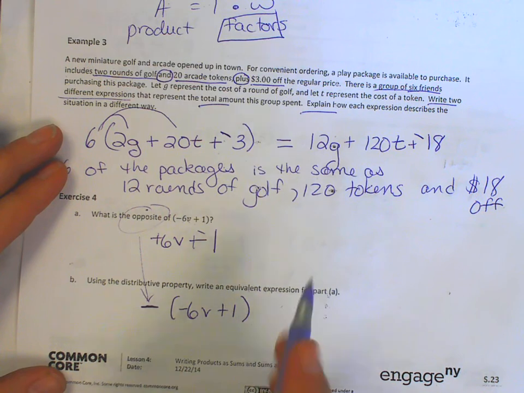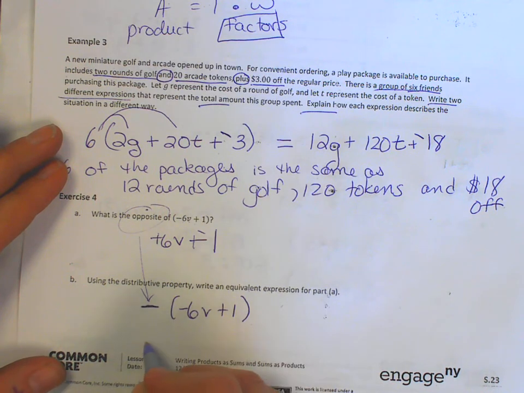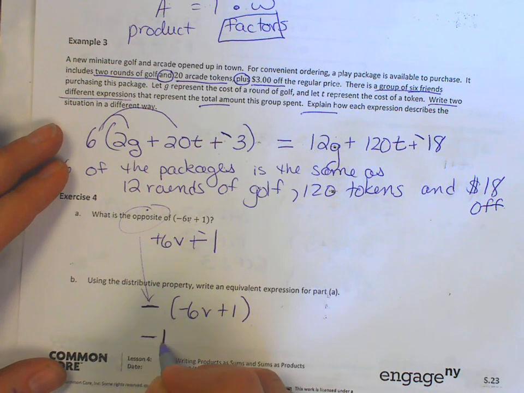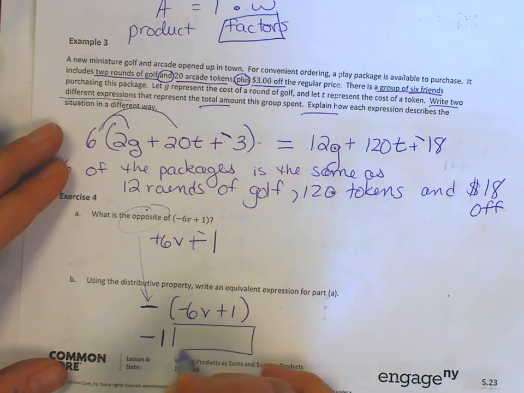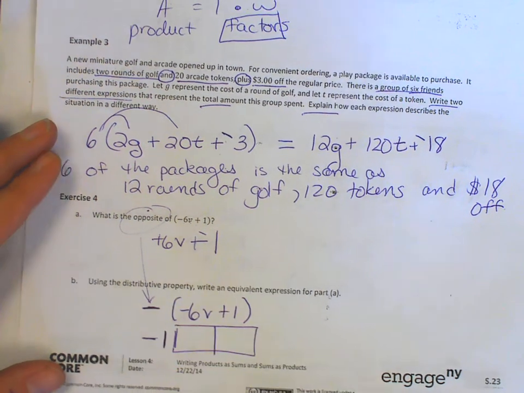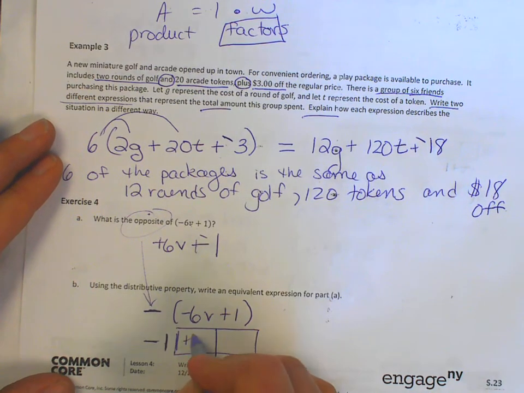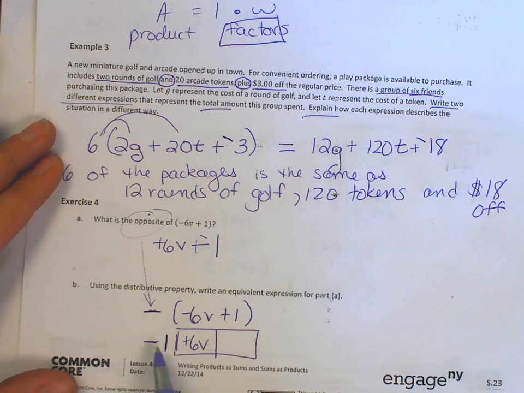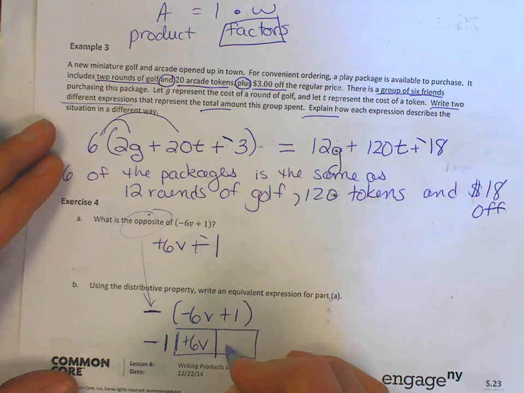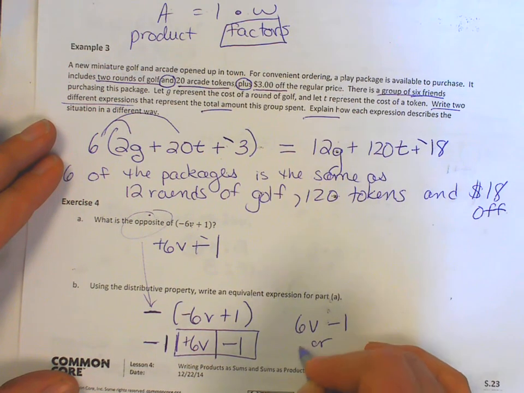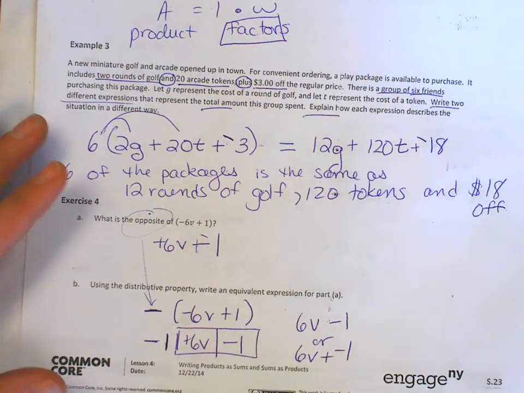And when I go to do this, I like to make the invisible visible. So there's a 1 there. I'm going to draw the box underneath. And when I go to do this, I'm going to get the same answer. Negative 1 times a negative 6 is a positive 6, just like in the last question. And a negative 1 times a positive 1 is a negative 1. So 6v minus 1 or 6v plus a negative 1. They're all the same.